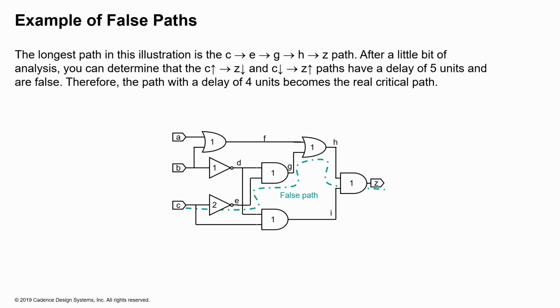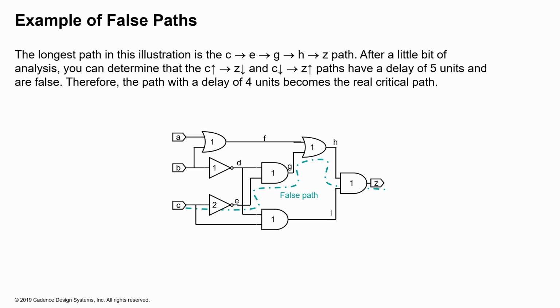For example, in this illustration, the path that goes from C to E to G to H to Z is the longest path. But after you do a bit of analysis, you can determine that C rising to Z falling and C falling to Z rising paths that have a delay of 5 units are basically false paths and can never be realized. And so therefore the path with the delay of 4 units becomes the real critical path.